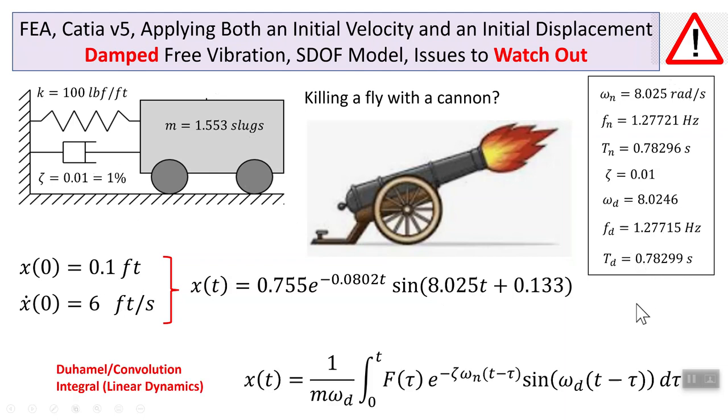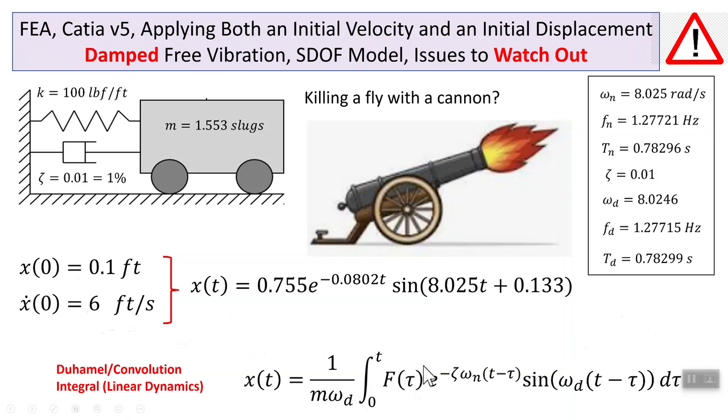Now, the problem with Catia is that it assumes that the initial conditions are zero. There is no provision for specifying initial conditions in Catia, initial displacement or initial velocity. It uses linear dynamics concepts, and therefore the Duhamel principle or Duhamel integral. And that being the case, we have to somehow trick the program to take into account these initial conditions, and this is how we're going to do that.